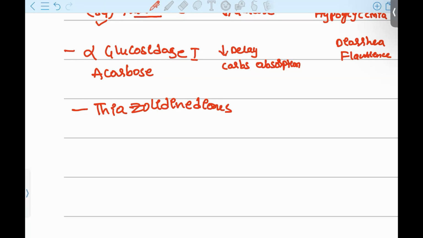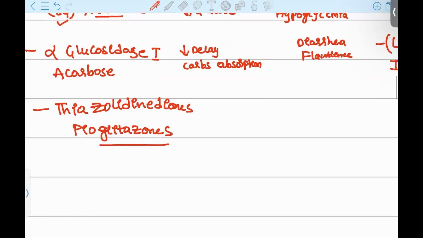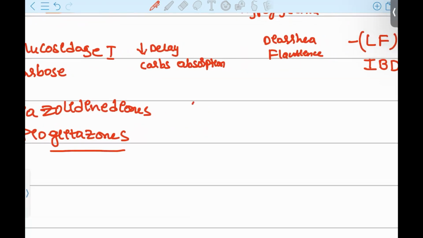So these drugs are your pioglitazone. The pioglitazone, the drug associated with the glitazones, those are your thiazolidinediones. Next, the main mechanism of these drugs will be increasing insulin sensitivity in the peripheral tissues, not directly from the beta cells. Instead, it will increase the sensitivity of the peripheral tissues to insulin.